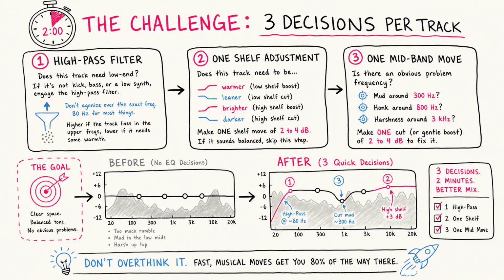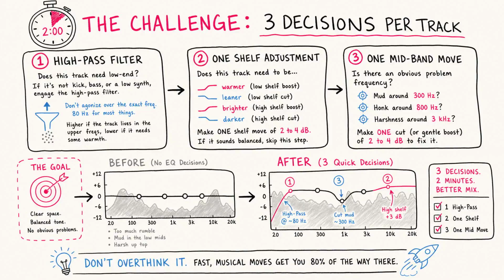Decision 1, high pass filter. Does this track need low end content? If it's not kick, bass, or low synth, engage the high pass filter and set it somewhere appropriate. Don't agonize over the exact frequency. 80 Hz for most things, higher if the track lives in the upper frequencies, lower if it needs some warmth.